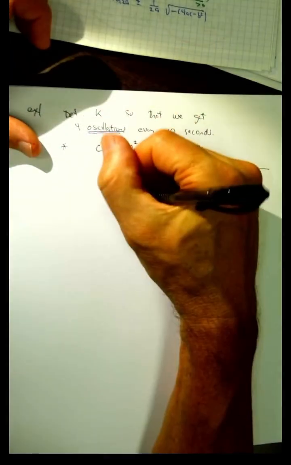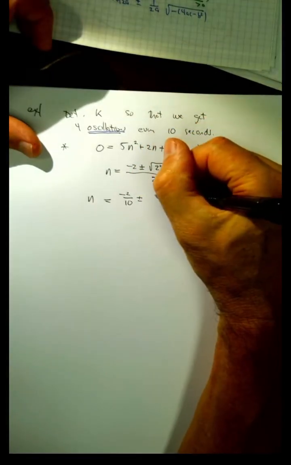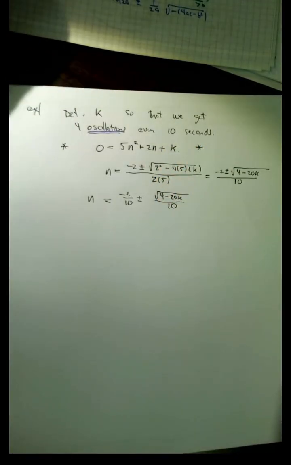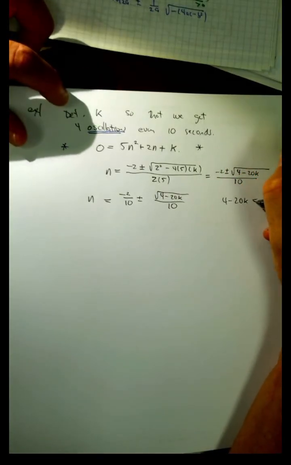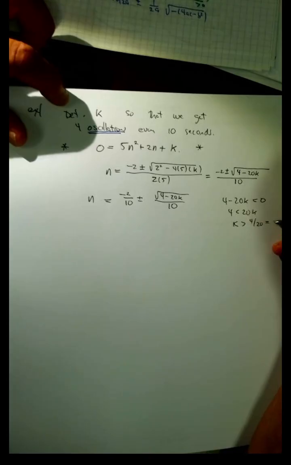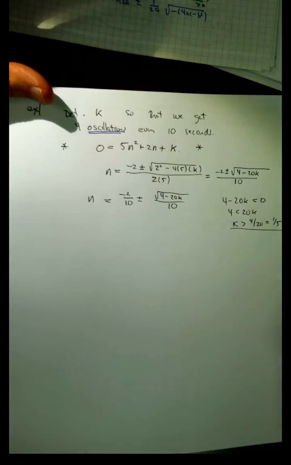I know in advance that I want oscillations. So that means I'm going to break this up into two pieces. My real part and the imaginary part. I know in advance that there's going to be an imaginary part. So I want 4 minus 20k to be negative. So that means k has to be bigger than 4/20ths, which is 1/5. Okay, so that's going to be my check at the end.